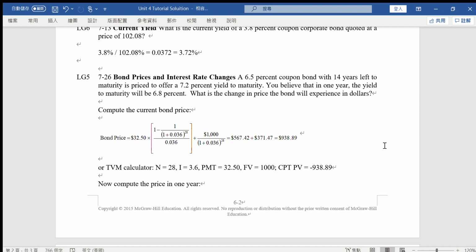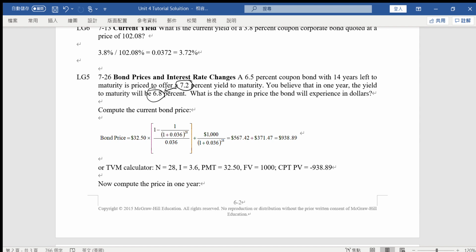6.5% and 14 years left to maturity, and is now priced to offer a 7.2% yield to maturity. And you believe that 1 year later, the yield to maturity will drop to only 6.8%. What is the change in the price of the bond in dollar value? Okay, that means if the market interest rate drops from 7.2 to 6.8%, what will be the bond price?